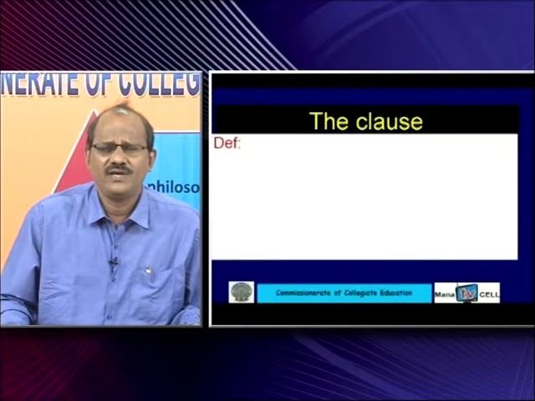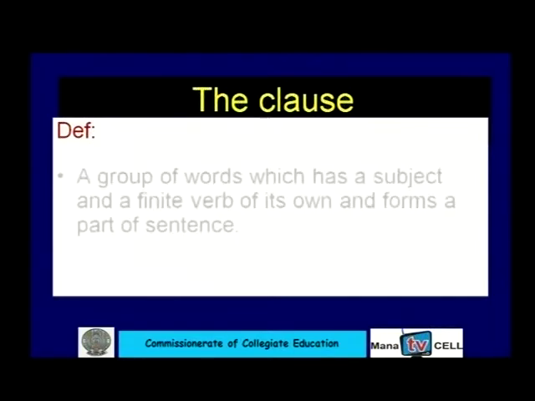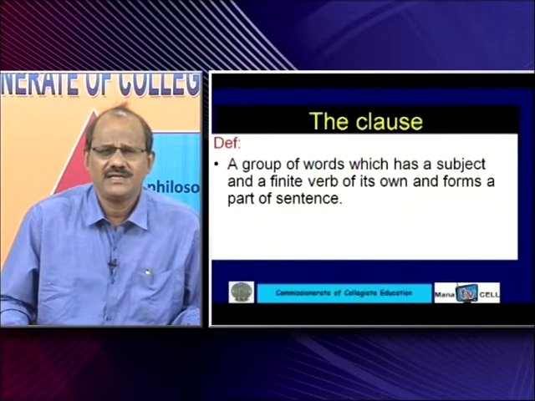Now, we are moving on to the definition of a clause. Let us try to understand what is meant by a clause. A clause is a group of words which has a subject and a finite verb of its own and forms a part of a sentence. Like a phrase, a clause is also a part of a sentence, but the difference is a clause has a subject and a finite verb.